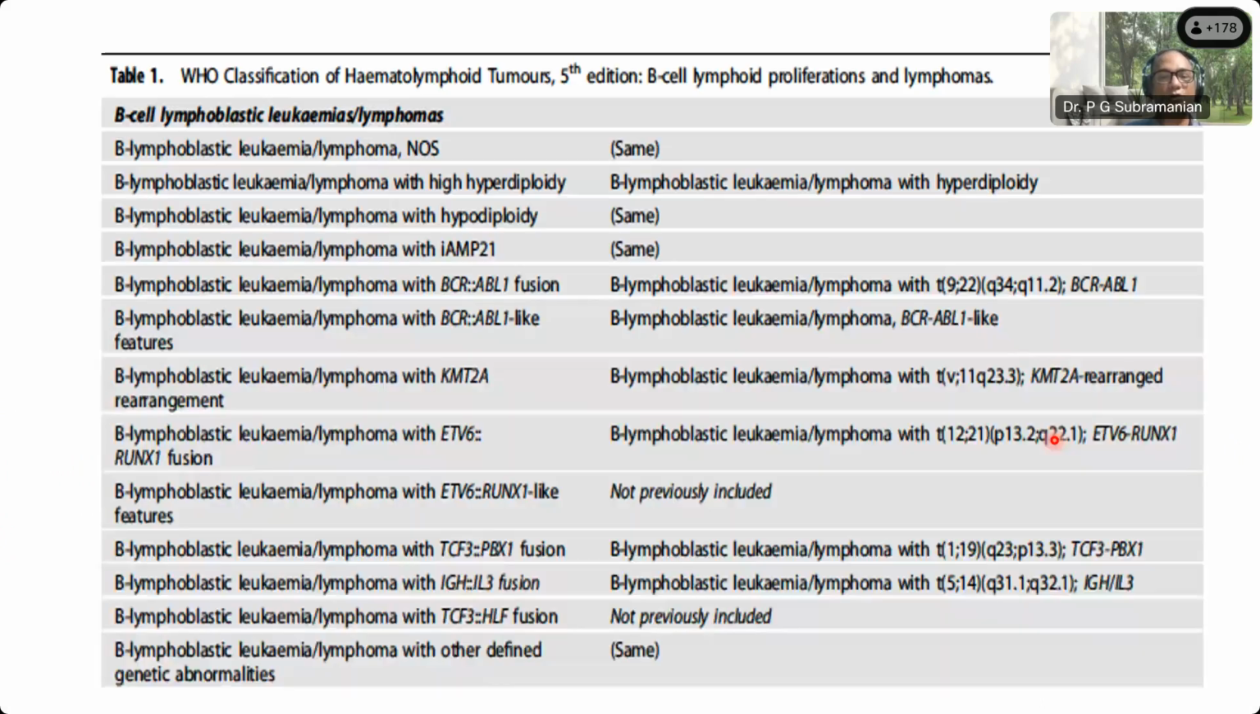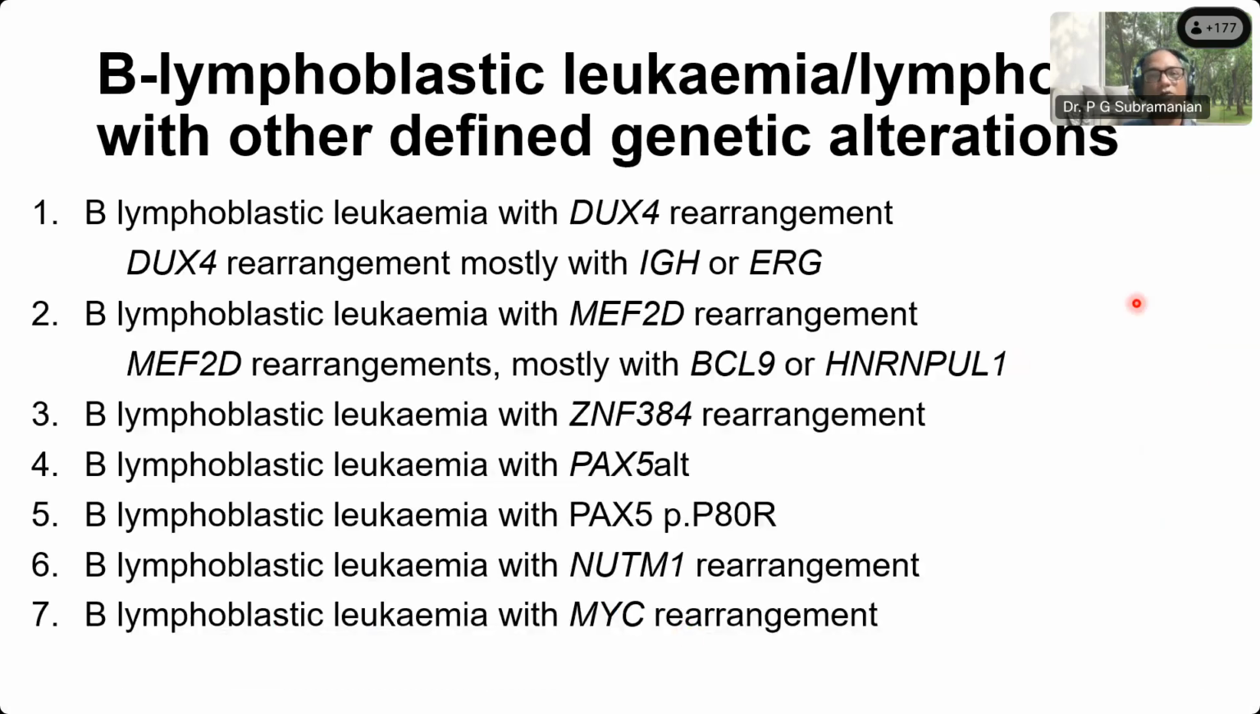So this is just the changes between the 4th and the 5th edition. There are around two new entities. One is this ETV6-RUNX1-like B-ALL. The other is the TCF3-HLF B-ALL. B-ALL with other genetic alterations is also a new entity which has 7 other genes associated with it. So there is a lot of genetics and molecular work in this.